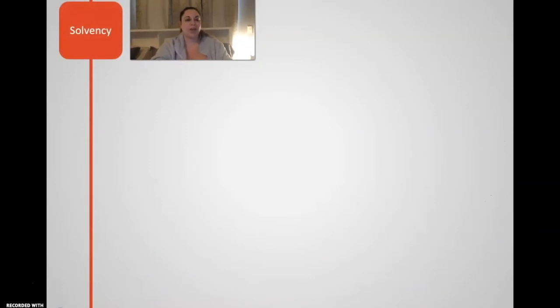Okay, so now we're going to start talking about the solvency ratios. So solvency really means the survivability of a company. Can they survive over time? Are they solvent? Are they going to be able to pay a lot of their debt?